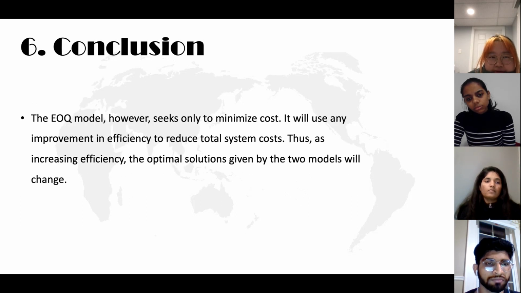The EOQ model, however, seeks only to minimize cost. It will use any improvement in efficiency to reduce total system costs. Thus, as efficiency increases, the optimal solution given by the two models will change.